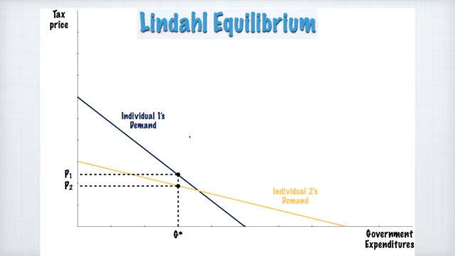Hopefully that'll be a little bit of help to you in understanding, number one, how we go from individual demand curves for public goods to the collective demand curve for that particular public good. And how we determine what the equilibrium amount is from that, using the collective demand curve and the supply curve for those government expenditures and public goods being produced. That gives us the equilibrium level of government expenditures, and then using that equilibrium level, we go back to the individual demand curves to see the tax price that each person is willing to pay at that level of equilibrium government expenditures.